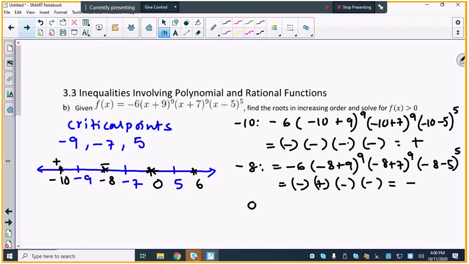0, that's the easiest one. So you do negative 6 times 0 plus 9 to the power 9, 0 plus 7 to the power 9, 0 minus 5 to the power 5.